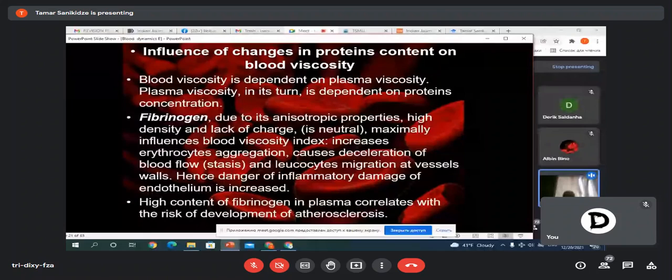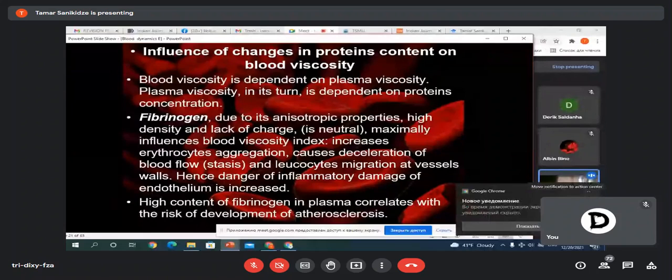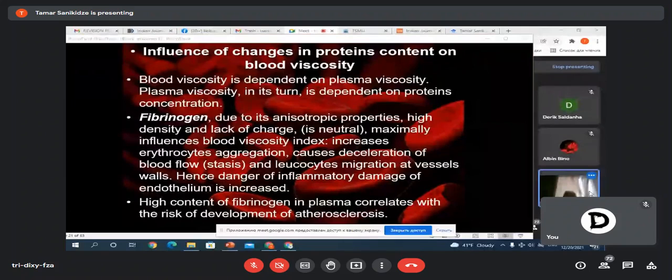High content fibrinogen. What? Fibrinogen is a protein used for clotting, correct? What protein? Fibrinogen, I'm asking.